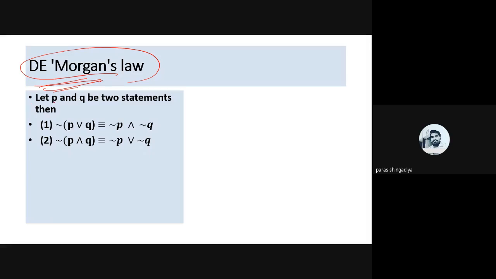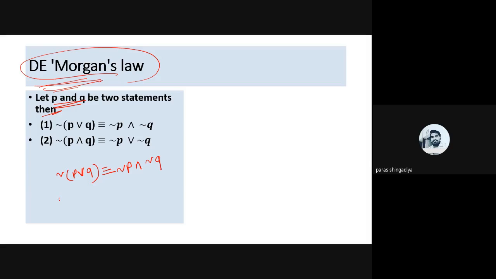Here P and Q are two statements. The first statement: negation of (P or Q) is logically equivalent to negation P and negation Q. Just remember the first one; the second one you can define automatically. Apply the negation to the inside, so it will be negation P, and the or operator changes to the and operator, so negation P and negation Q.